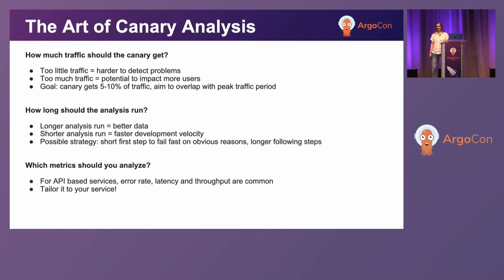For API-based services, the common metrics to analyze are latency, error rate, and throughput, but it's totally up to your service. For example, at New Relic, we use Kafka as our messaging system, and we use Argo Rollouts with Canary analysis to monitor Kafka lag, because if you use Kafka, you know that consumer-producer lag can definitely cause some incidents.